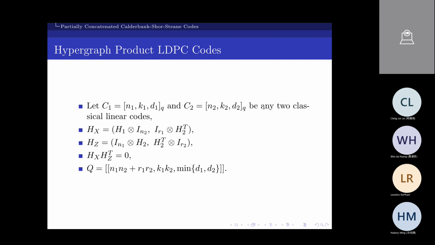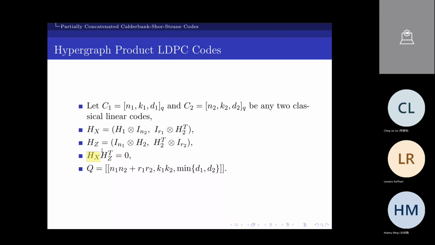Also, let C1 and C2 be any two classical linear codes. Yes, they do not need to satisfy the dual containing constraint. And Tillich and Zémor construct two parity check matrices, HX and HZ. And it is not difficult to verify that the product of HX and the transpose of HZ is equal to the zero matrix. So they can obtain a stabilizer code with the parameters like this.